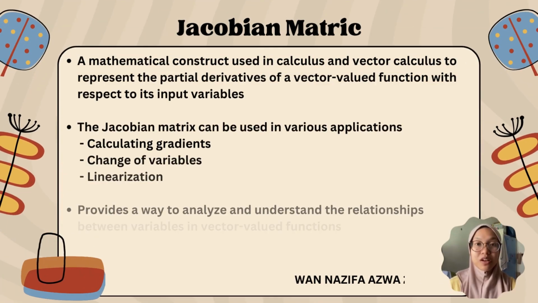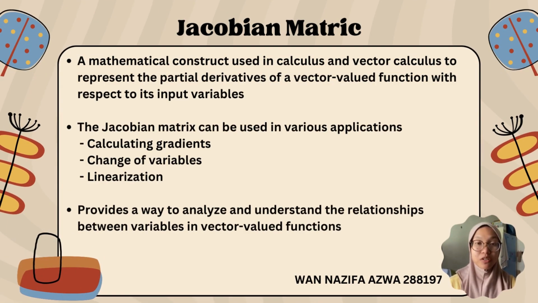Next, I will talk about the Jacobian matrix function, also known as the derivative matrix or the Jacobian matrix. It's a mathematical construct used in calculus and vector calculus to represent the partial derivative of a vector valued function with respect to its input variables. It plays a crucial role in multivariable calculus, optimization, and differential geometry.